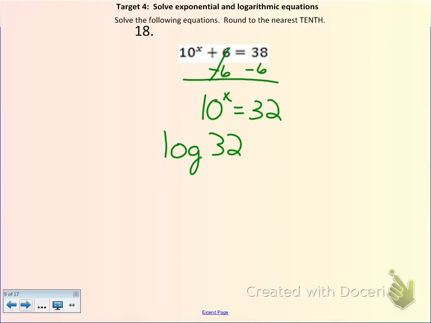So we have the log of 32 equals x. So you just straight up put that in your calculator. Log of 32, rounded to 1/10, is 1.5. And you are done with that one.